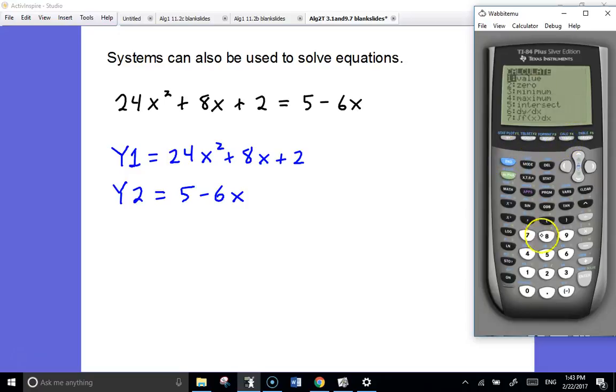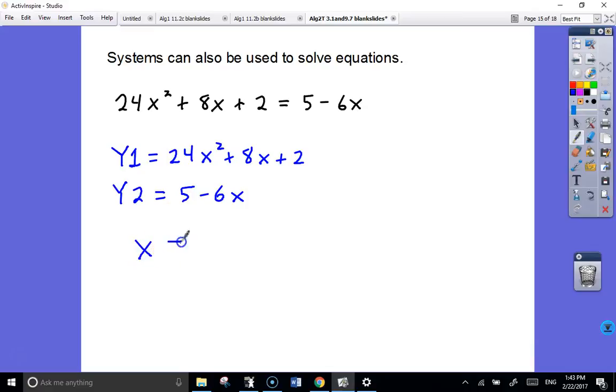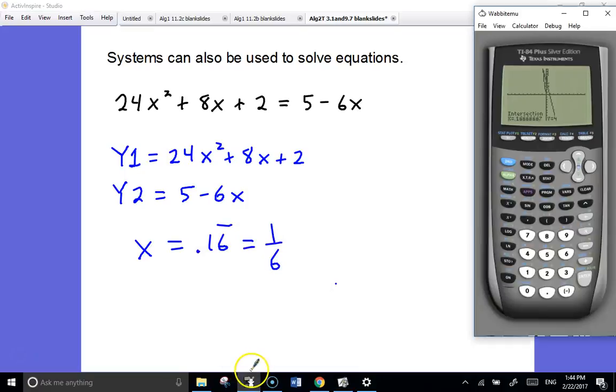Second trace 5. Enter, enter, enter. And it looks like the first point, 0.16666. You don't care about the y coordinate, right? There was not a y in that equation. We introduced the y because we turned it into a system. So all we care about is the x value. So x equals 0.16 repeating, which is actually 1/6. Okay, now we got to find the other.